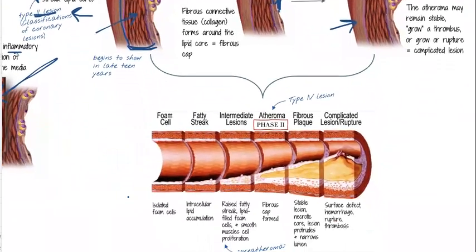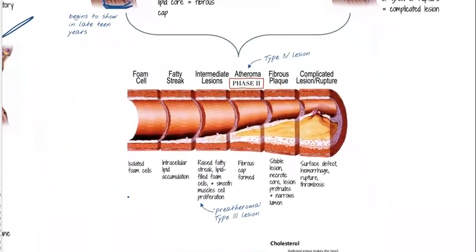And then again, if we go down here, this is just breaking that down a little bit more into a little bit more detail. Okay, so it's really just the same thing we just looked at. You've got your foam cells building up here. Sorry, they're actually down here. Let me draw that in the right place. You have now your fatty streak growing here, right? This here would be your stage 1, stage 2 lesion.